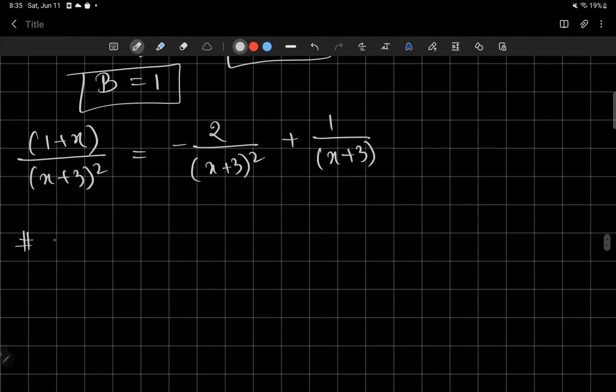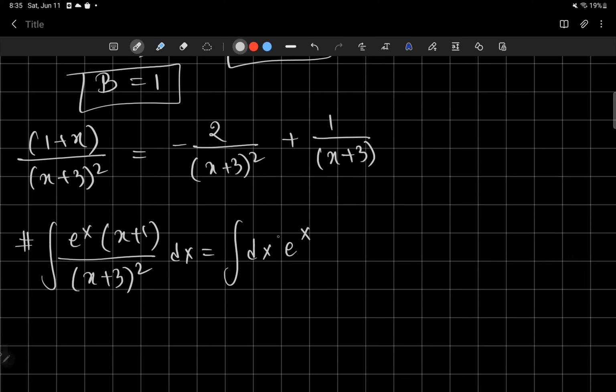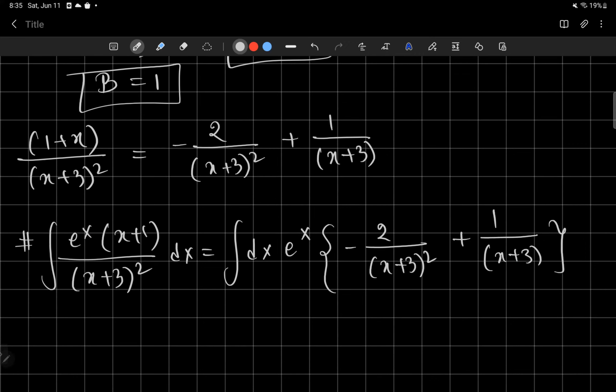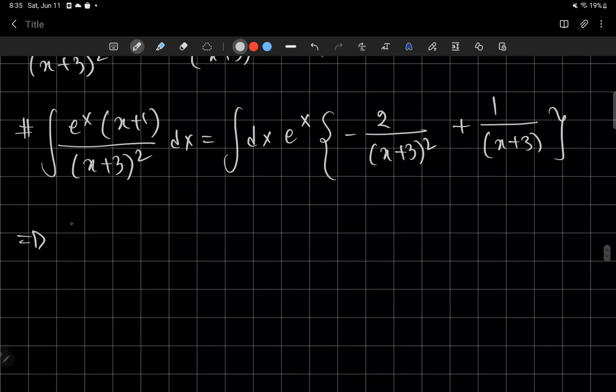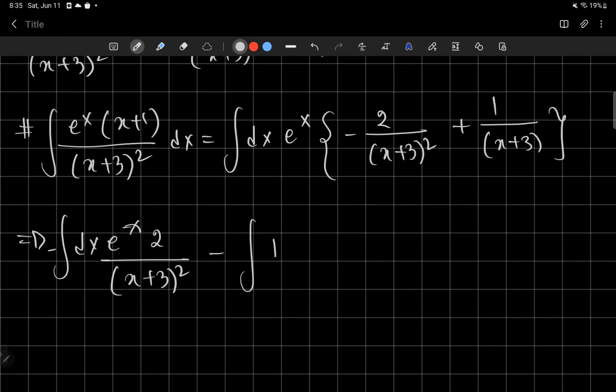So our integral will look like the following now. This is the integral of dx e to the x, minus 2 over (x plus 3) whole squared, plus 1 by this thing. Now you should distribute the integration measure with all the ingredients. Oh, there's a 2 as well. So minus 2 over (x plus 3) whole squared, dx e to the x, plus dx e to the x over x plus 3.